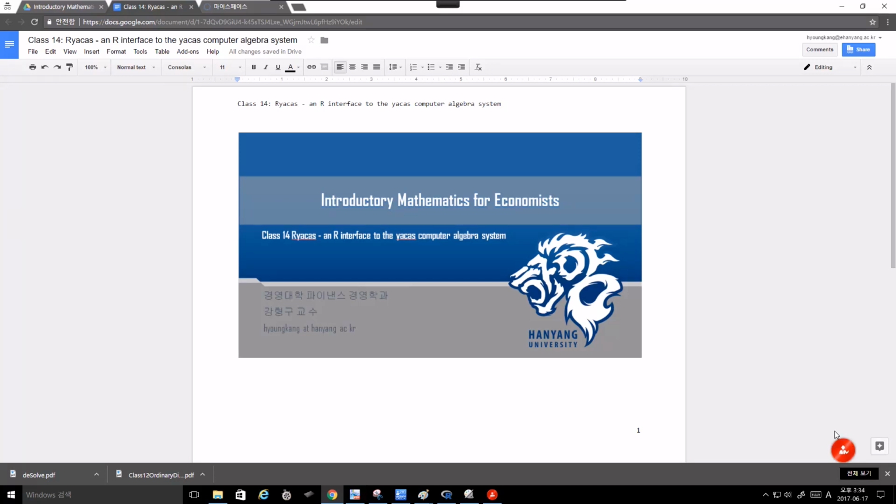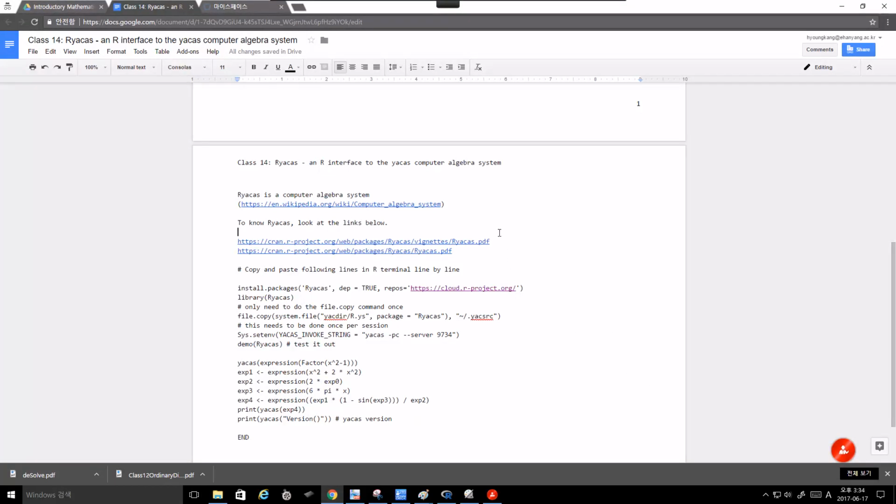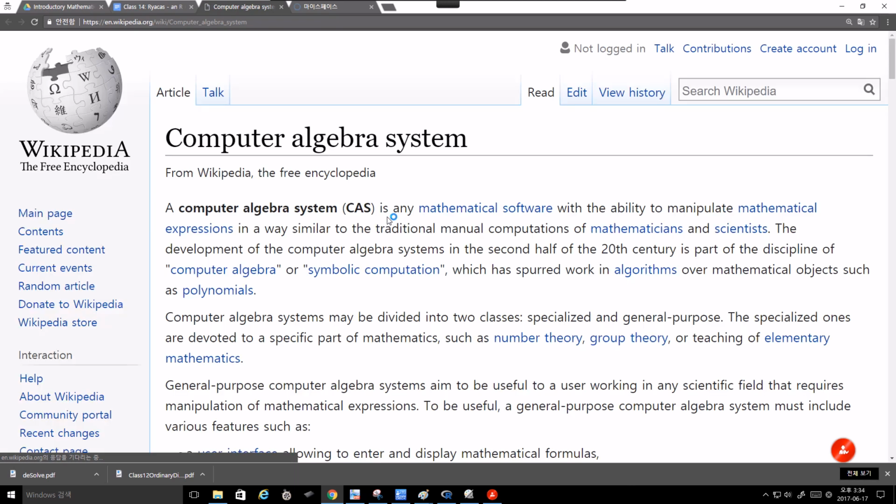Class 14, Ryacas, an R interface to the yacas computer algebra system. Ryacas is a computer algebra system. What is a computer algebra system?